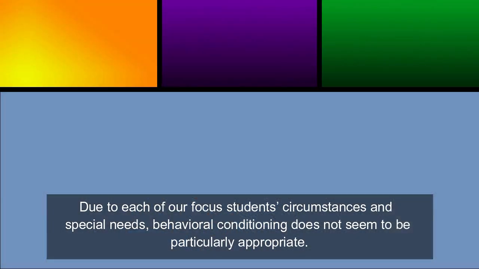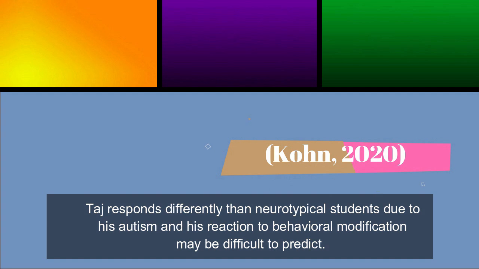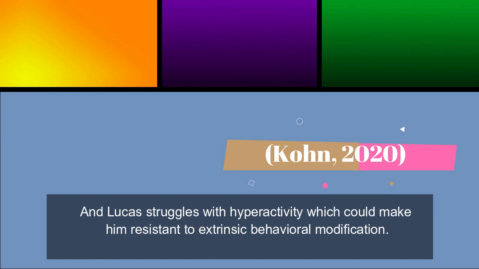Due to each of our focus students' circumstances and special needs, behavioral conditioning does not seem to be particularly appropriate. Charlotte maintains good behavior currently. Taj responds differently than neurotypical students due to his autism, and his reaction to behavioral modifications may be difficult to predict. And Lucas struggles with hyperactivity, which could make him resistant to extrinsic behavioral modification.